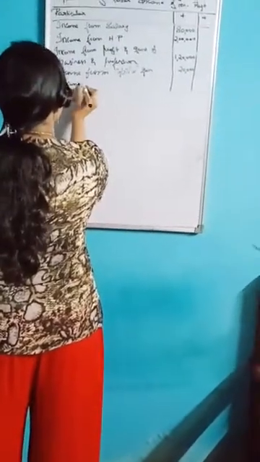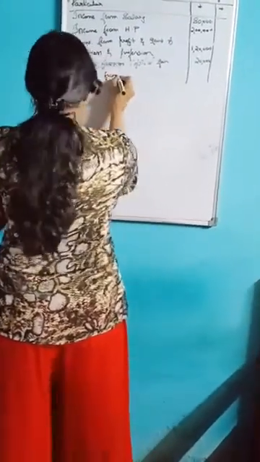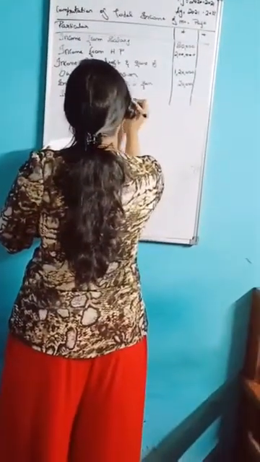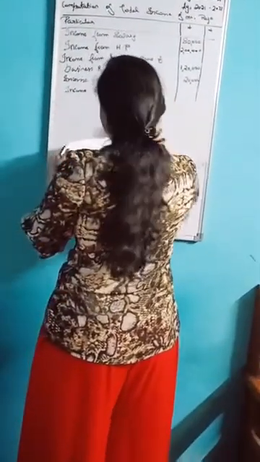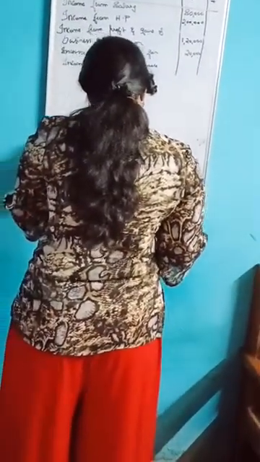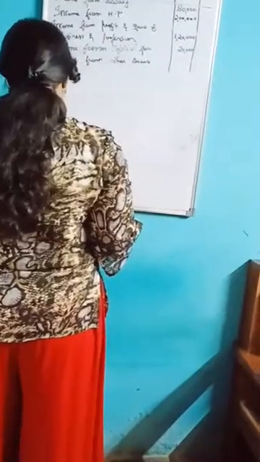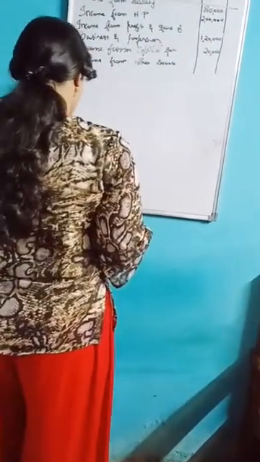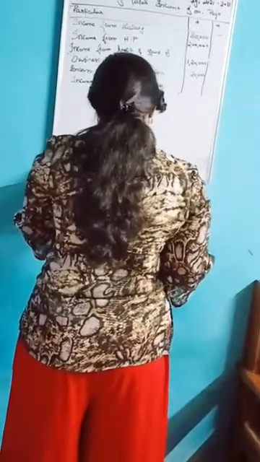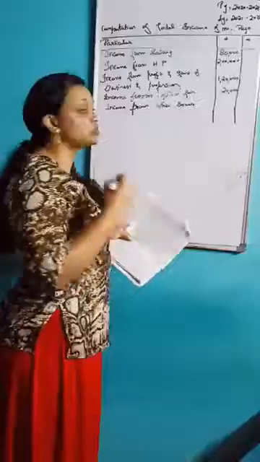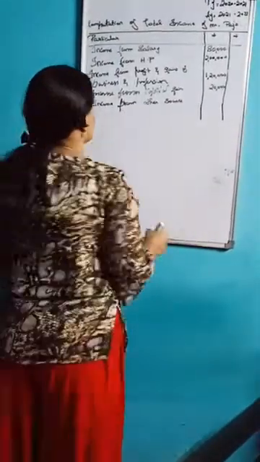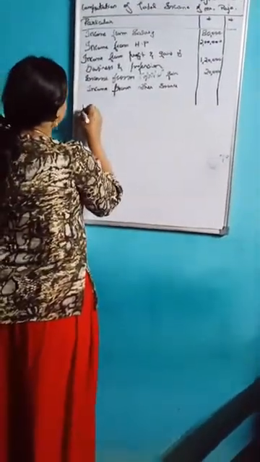Next one is income from other source. Now we should calculate income from other source. So how to calculate? Let's see. First you should write a working note.